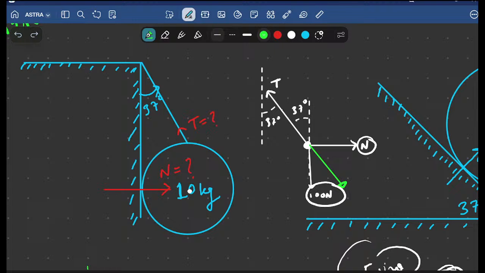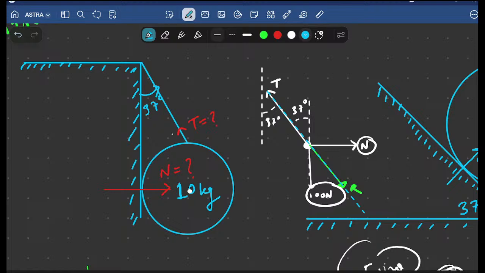Again the same concept: A plus B plus C is 0. It means A plus B must have been cancelling C. The resultant of A plus B must have been cancelling C. That's why the sum of A plus B is cancelling C, right? So this tension and this resultant must be lying along the same line, because they are cancelling each other. We can clearly see these two vectors are collinear.